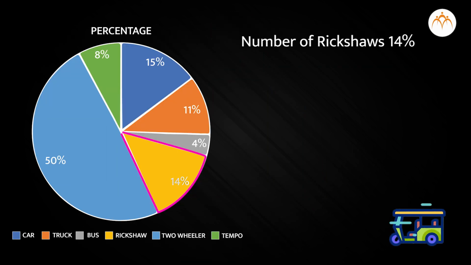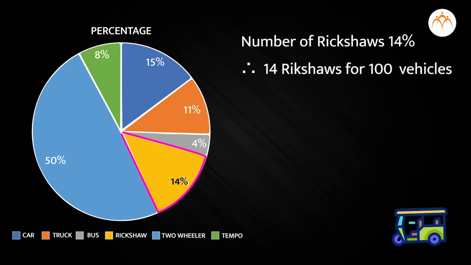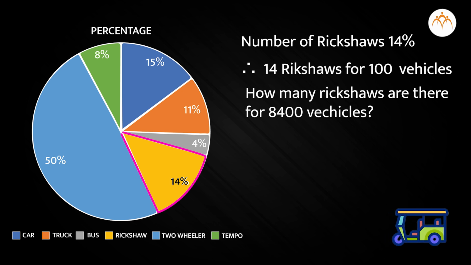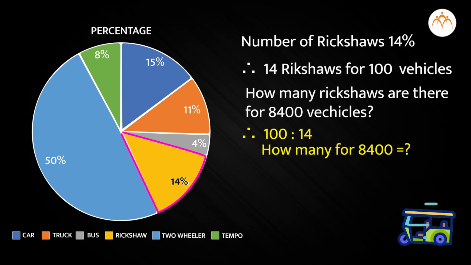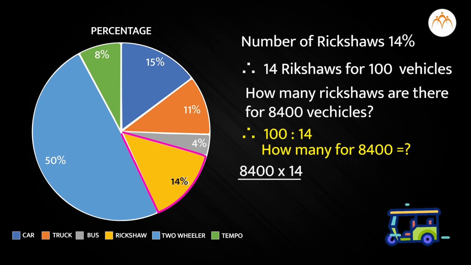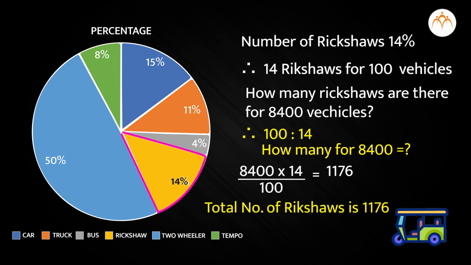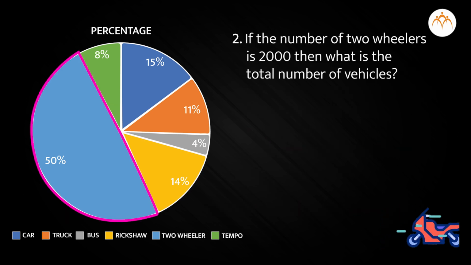Solution to the first question. Number of rickshaws is 14%. Therefore, if there are 14 rickshaws for 100 vehicles, then how many rickshaws are there for 8,400 vehicles? Therefore, if 100 is to 14, then 8,400 is to how many? Therefore, 8,400 into 14 divided by 100 is equal to 1,176. Therefore, the total number of rickshaws is 1,176.